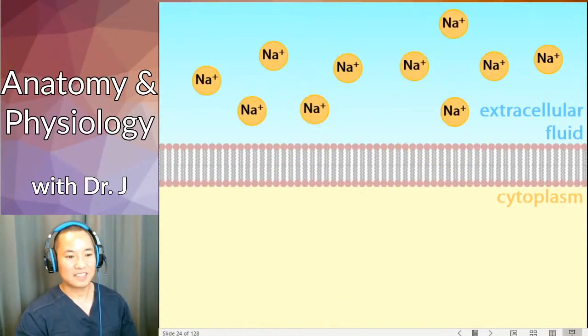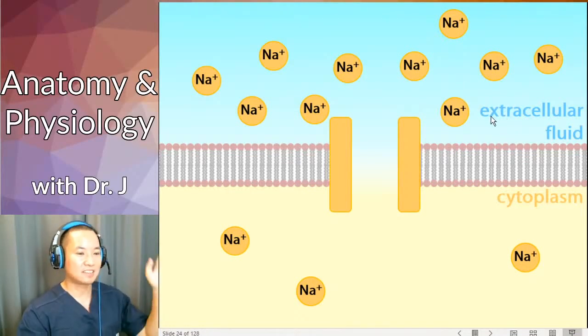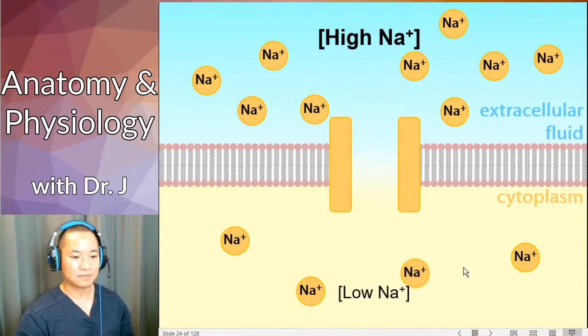Now, what's the example inside the cell? Remember that in a cell at rest, assuming that no ion channels are open, there's a higher concentration of sodium on the outside of a cell than on the inside. So if you open up an ion channel, what will happen? Well, remember, this is what we call facilitated diffusion, and diffusion always happens from high concentration to low concentration. So that's what's going to happen here with facilitated diffusion through an ion channel. It's going to move from high sodium concentrations to low sodium concentrations.